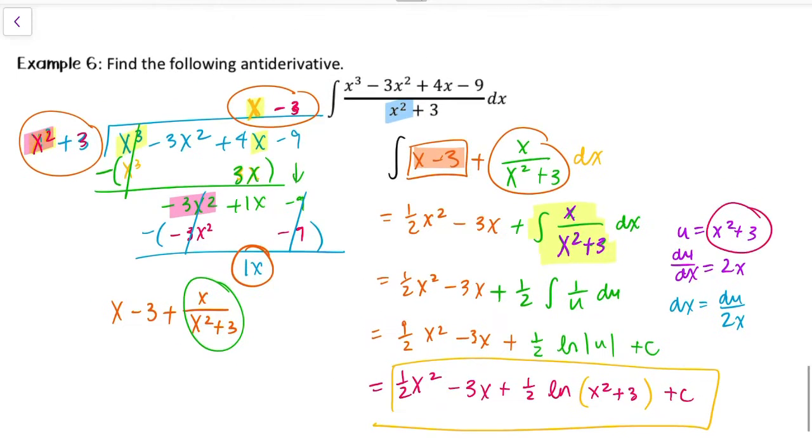So be on the lookout for when you need to use polynomial long division. And notice that you don't always have to do long division. You can do synthetic division like we would have done in example 5 up above.